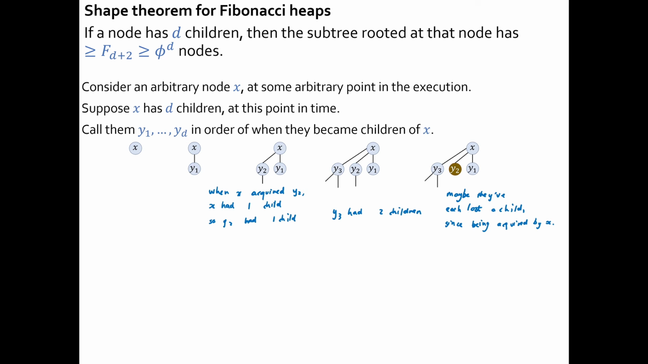So let's summarize what we've learned. We've discovered that at the breakpoint where we've decided to look at things, y2 has above or equal to 0 children. That's a pretty trivial thing to say. It must have had one child when it was acquired. It might have lost one child since then, so it has above or equal to 0 children. y3 has above or equal to 1 child. It had 2 children when it was acquired by x. It might have lost one in the meantime, so at the breakpoint it must have above or equal to 1 child left. y4 has above or equal to 2 children, etc., all the way down to yd has above or equal to d minus 2 children.